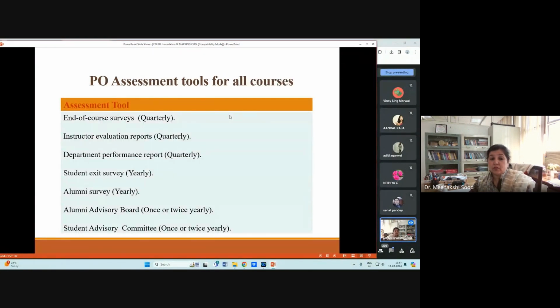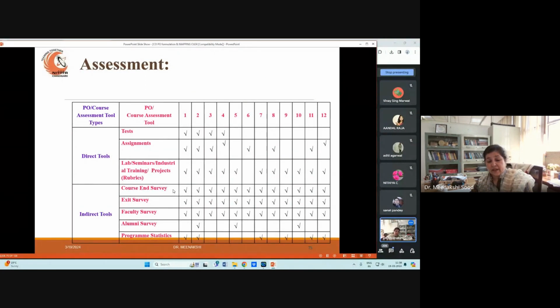Then you have the PO tools after the end of the program. Still the students are with you. So you can have different tools which can be useful, and large data can be there for the attainment. So it can be an end of the course survey. You can have department performance, student exit when the student is leaving the program, alumni survey, alumni advisory, student advisory. And these are the assessment tools you can use at different frequencies, right?